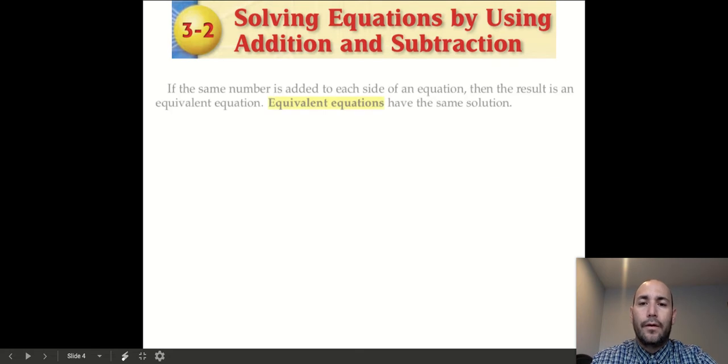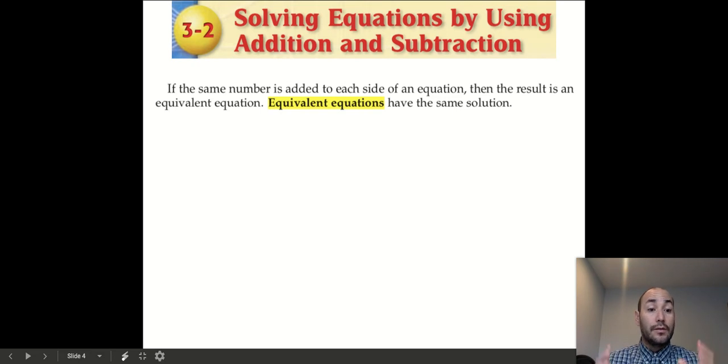All right. So if the same number is added to each side of the equation, the result is an equivalent equation. Equivalent equations have the same solution. So what does that mean? It means that if an equation is true, whatever the answer is to that equation, no matter how I change it, as long as I'm using the properties of equality, the answer will always be the same. So let's illustrate this.